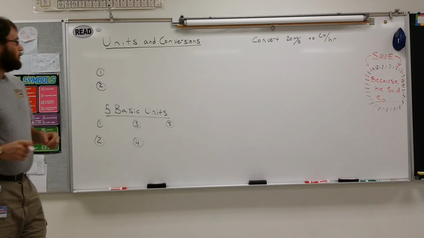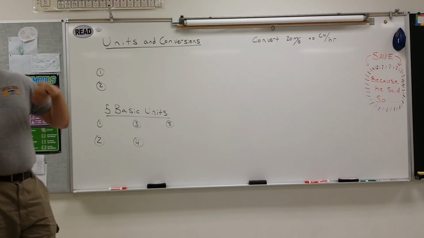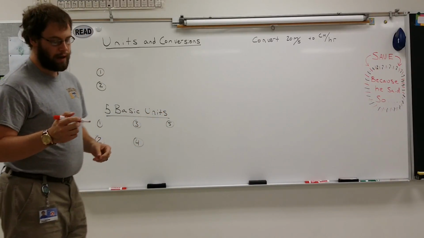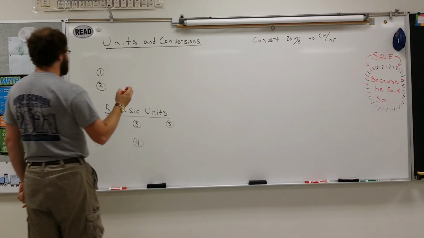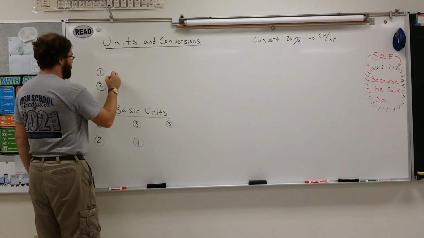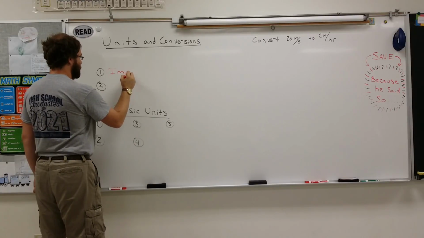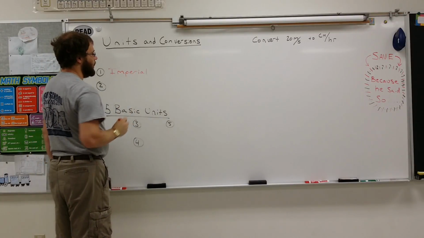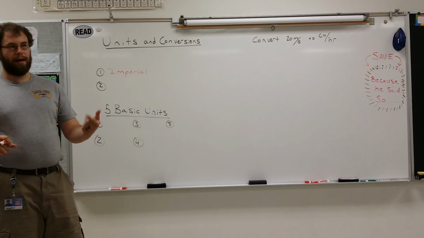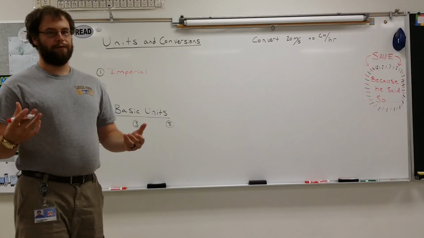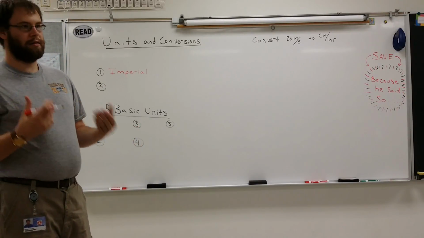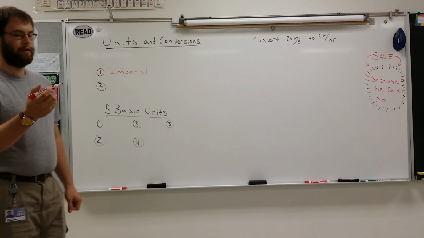So, real quick, we're going to do an overview, and we'll talk about how we can convert between units as well. There are two types of units that we have when we talk about science. There are imperial units. Imperial units are like pounds, cups, gallons, the stuff we use in day-to-day life. You go to the store, you get a gallon of milk, that's an imperial unit.